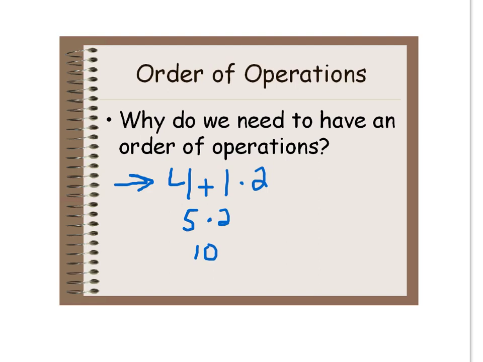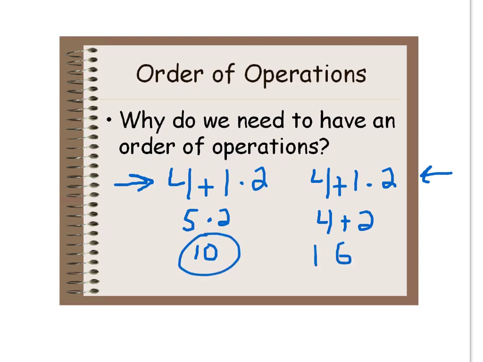Okay? Well, there are some countries that read the other way. They read right to left. Okay, so let's say they solve the same problem. Well, they read right to left. So first they would do 2 times 1 and get 2, and have 4 plus 2 and get 6. Okay? So what's the problem? There's two different answers.